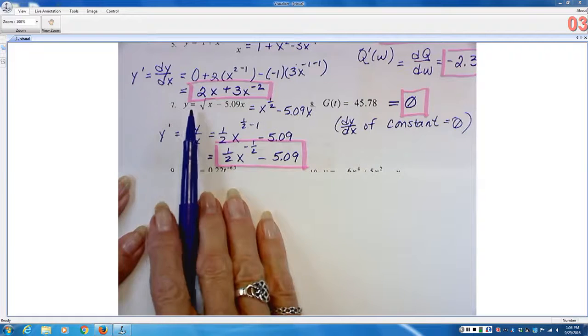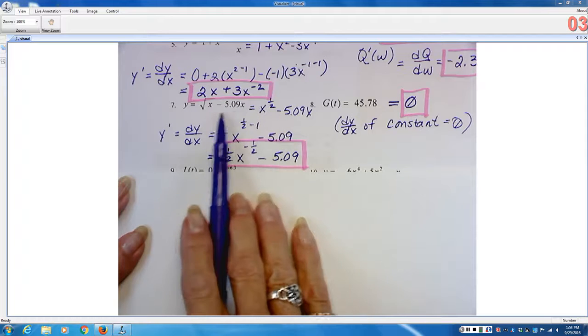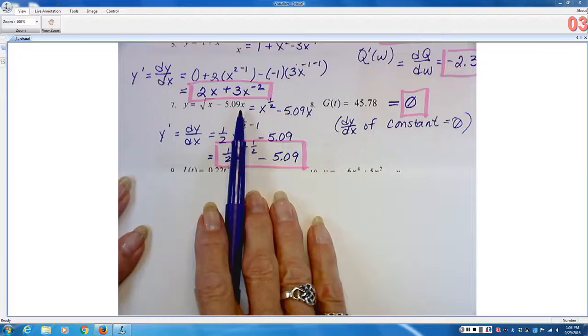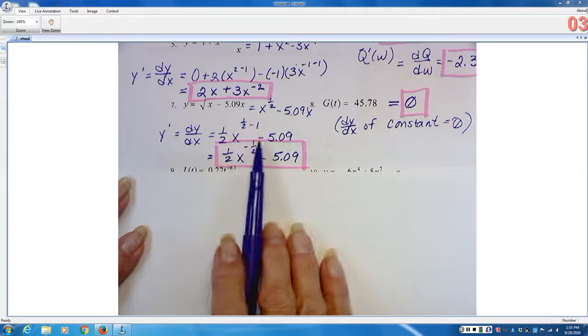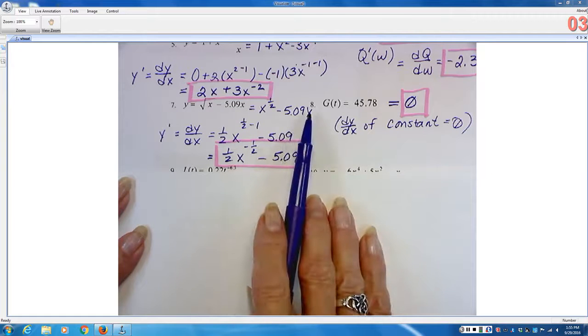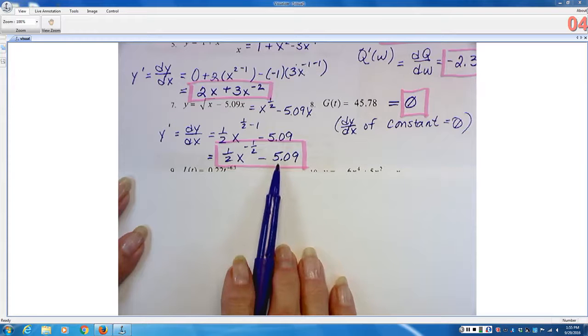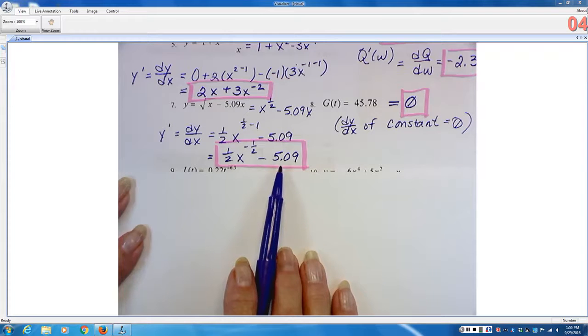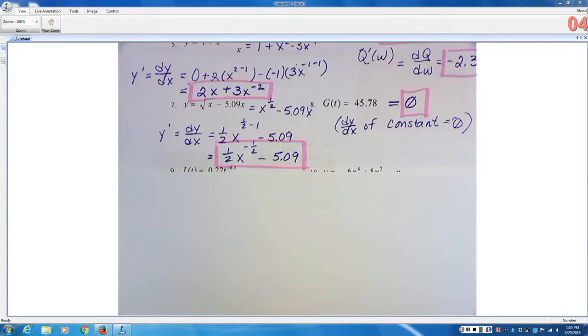Number 7, we had square root of x, which there again is going to have to be x to the 1/2, minus 5.09x. 1/2 x to the 1/2 minus 1, minus 5.09, the x disappears. So we have 1/2 times x to the negative 1/2 minus 5.09. And g of t was the easiest one on there. The derivative of a constant is always 0.